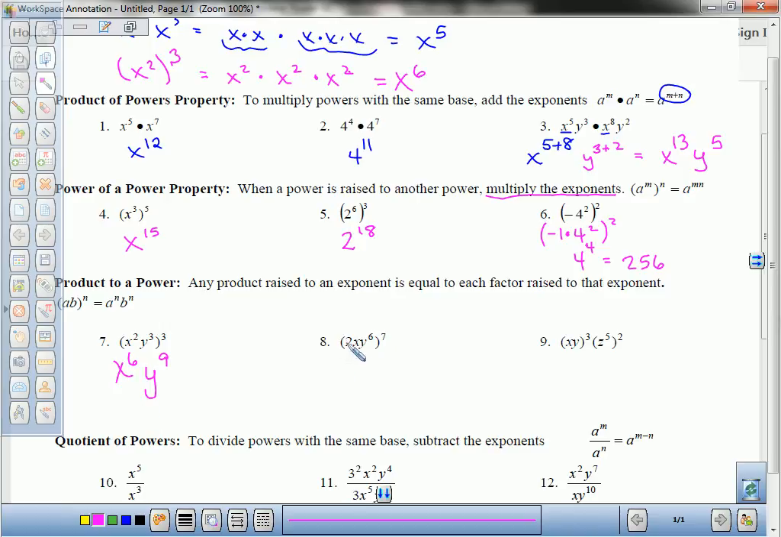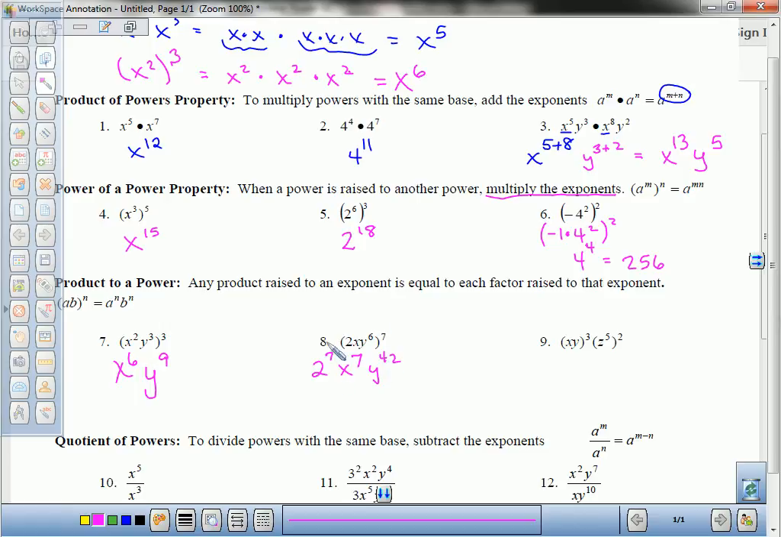Okay, now this one has 1, 2, 3 parts in here being raised to the 7th. So the 2 has to be raised to the 7th. The x has to be raised to the 7th. And the y to the 6th has to be raised to the 7th. What is y to the 6th raised to the 7th? 42. Y to the 42nd. We're not used to seeing huge exponents. You don't normally see ones that big.